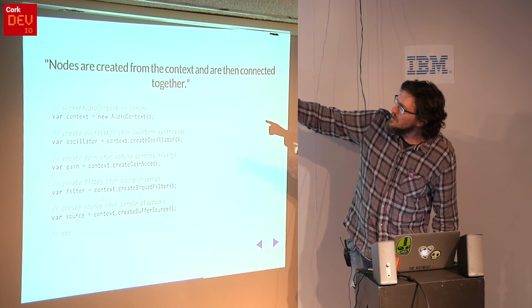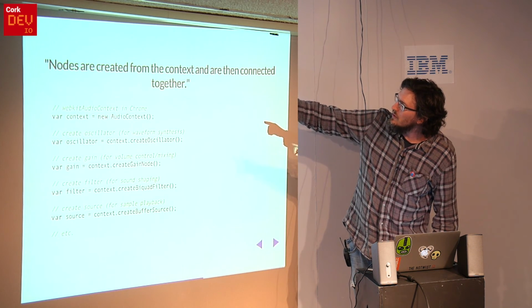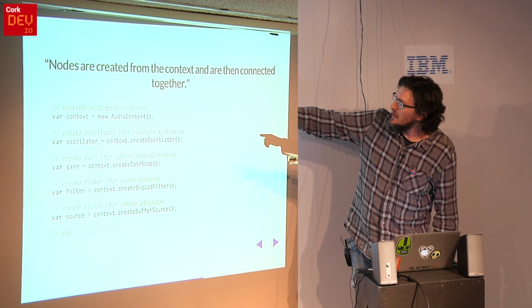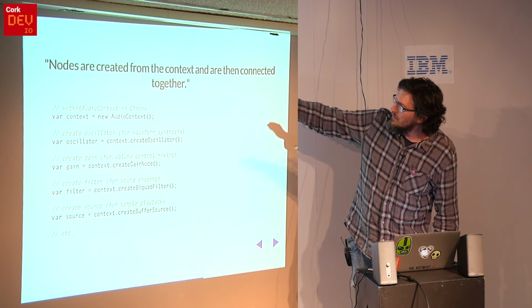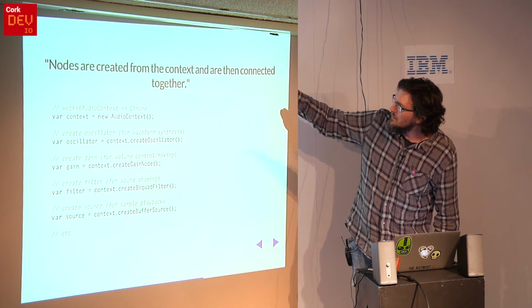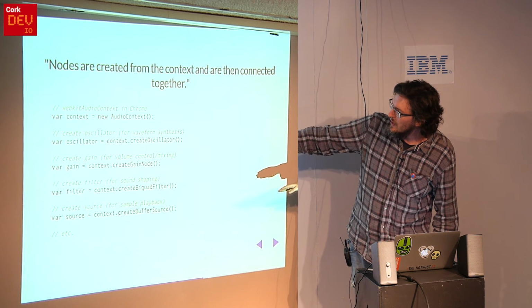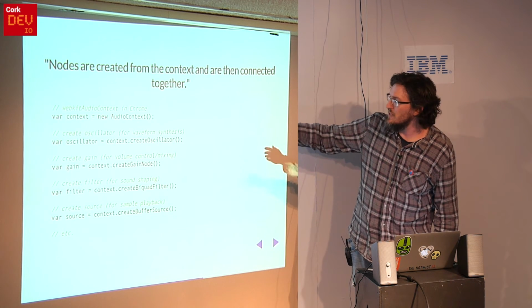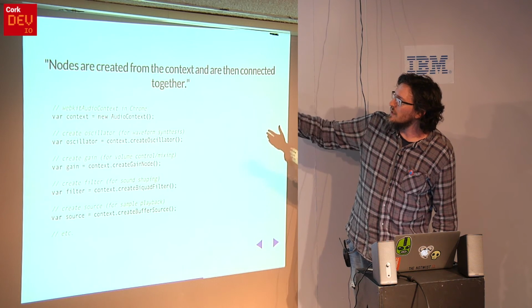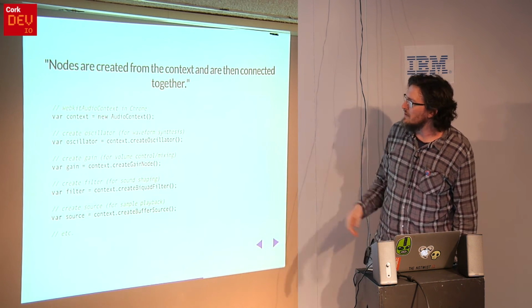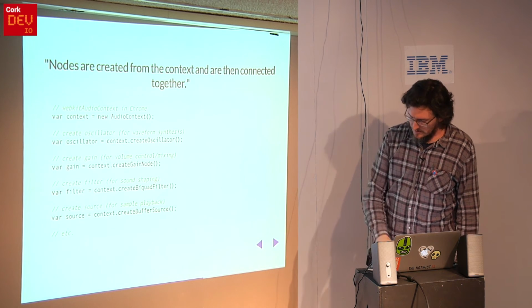So here's some examples. You create a new audio context. I'm going to call that context. You want to create an oscillator. You basically have these factory style methods for oscillators, for gain nodes, filters, and buffer sources, which is for playing back samples basically. So you use the context and these factory type methods to create these objects.